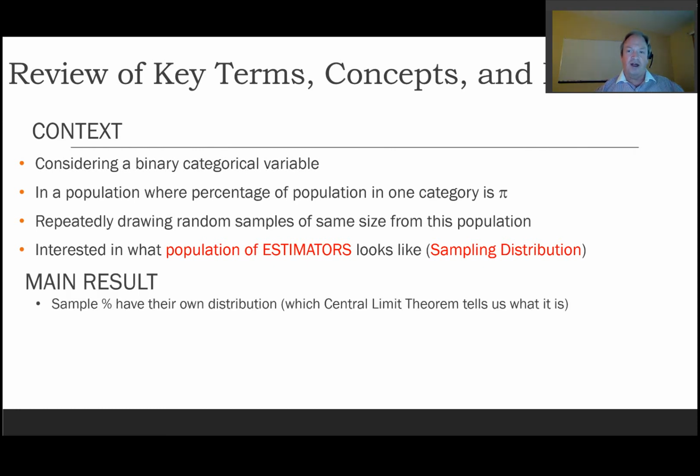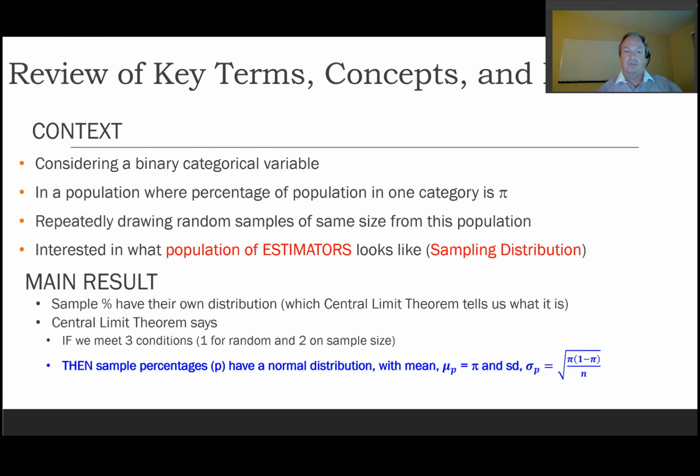And what we saw today was that the sample percentages have their own distribution. And the central limit theorem tells us precisely what it is. It says that if we meet these 3 conditions, then the sample percentages have a normal distribution, the mean is pi, and the standard deviation is the square root of pi times 1 minus pi divided by n.